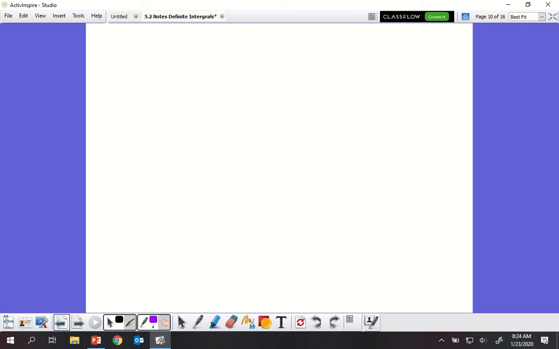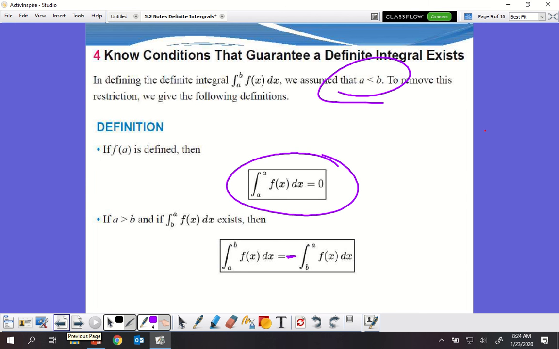And guess what? That's it. So, did I answer the questions that were on the homework that you were struggling with? Some of the things, because it was talking about bounds and it was talking about Riemann sums. Yeah?